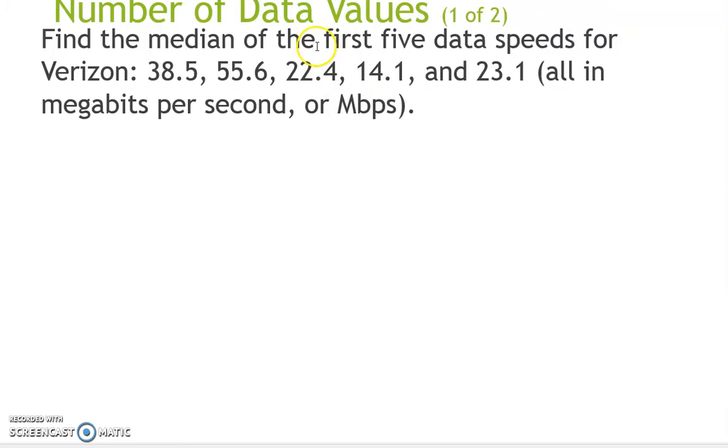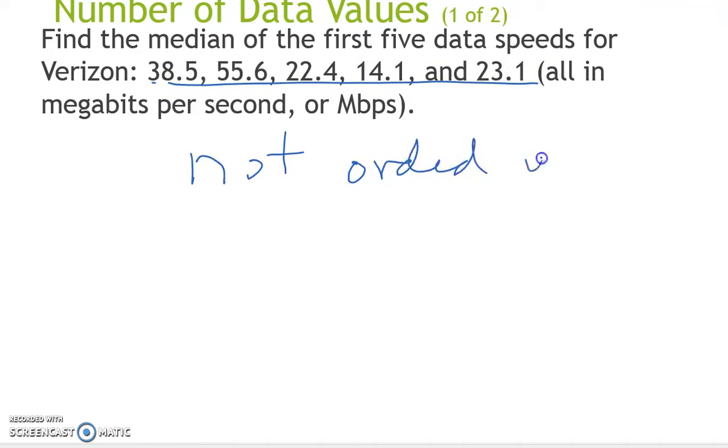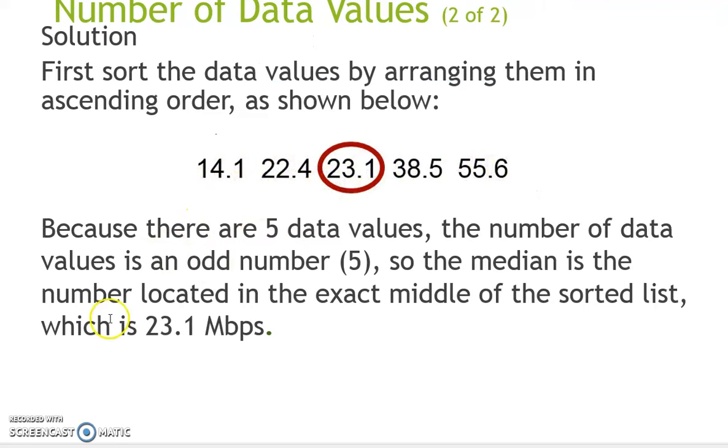So let's look at the following example. Find the median of the first 5 data speeds for Verizon, the same data set. In this case, first of all, we need to check if this data set has been sorted, or ordered. This is not ordered yet, because we have a small one, a big one, a small one, and a relatively big one. So the first thing we need to do is sort these out.